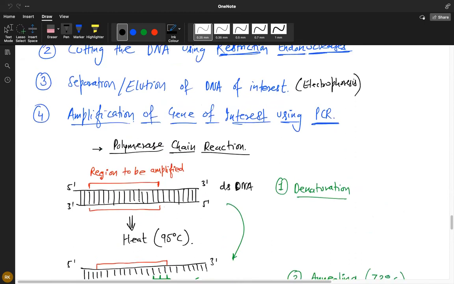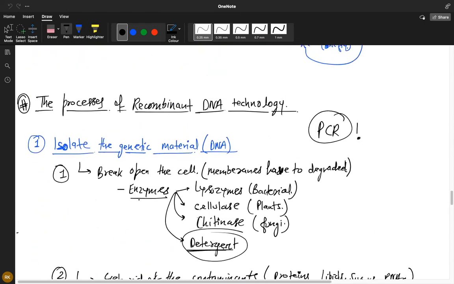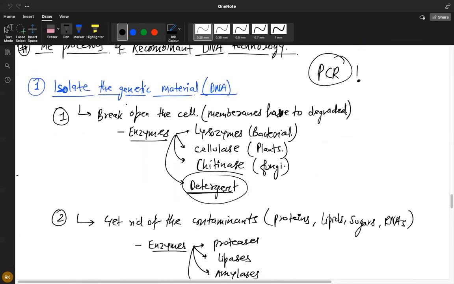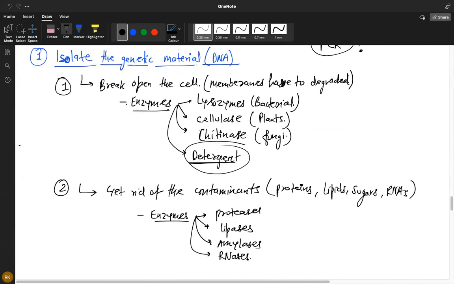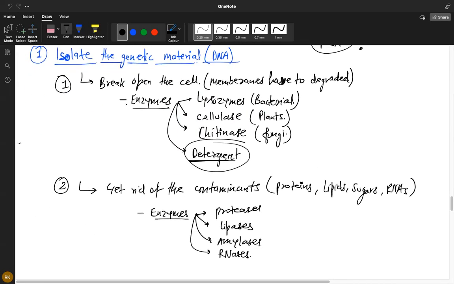Then comes the process, and I think in process things are clear, so let me just go through it quickly. In a recombinant DNA technology process, we isolate the genetic material, and we talked about how to isolate DNA. This is one of the practicals in biology that you have done in your schools, right?